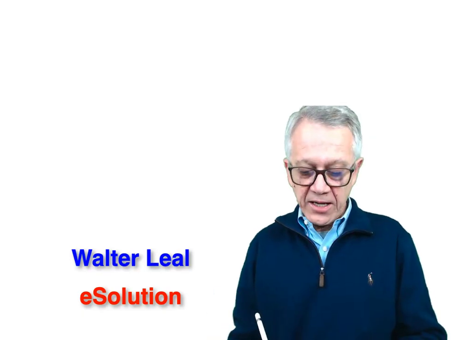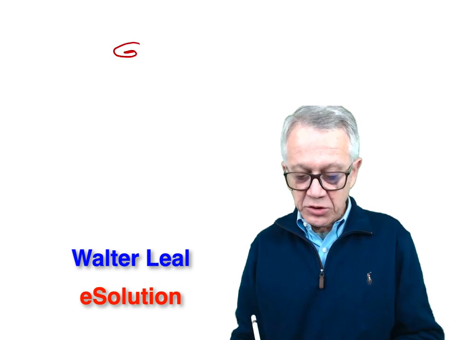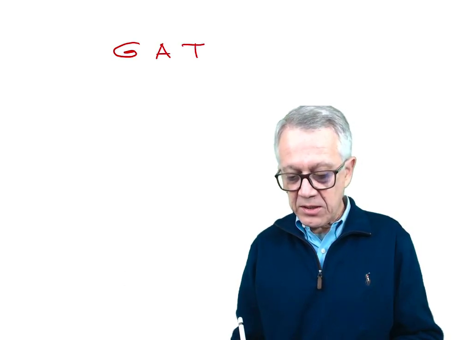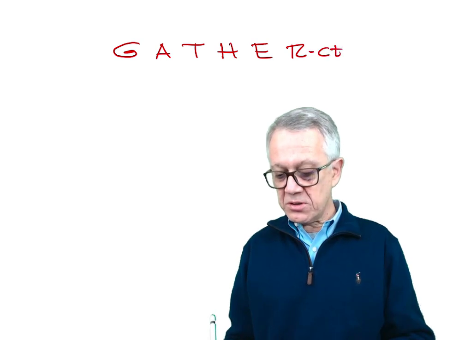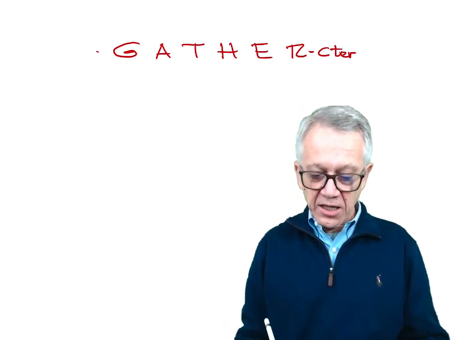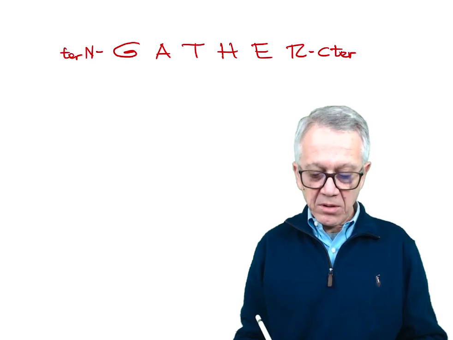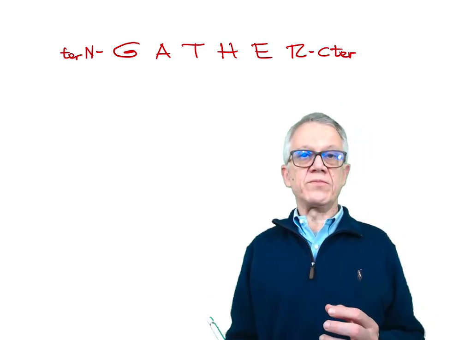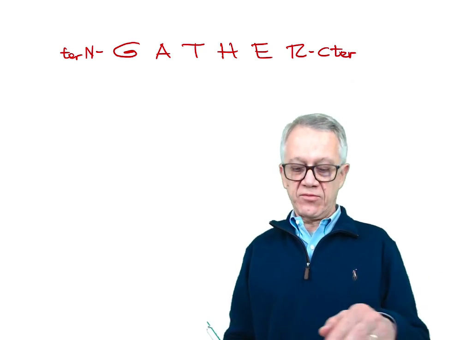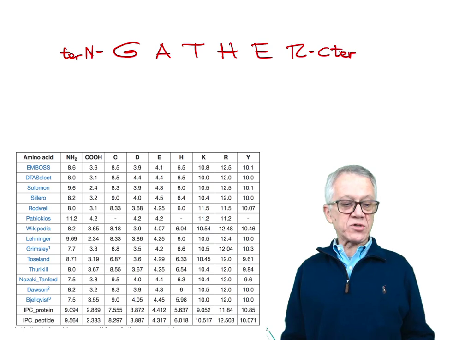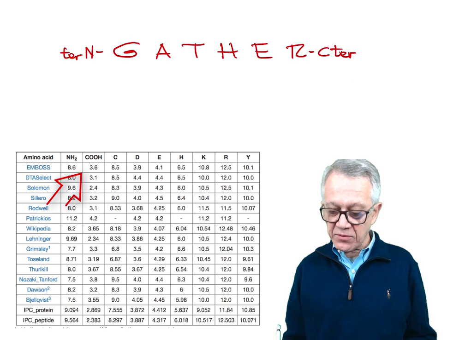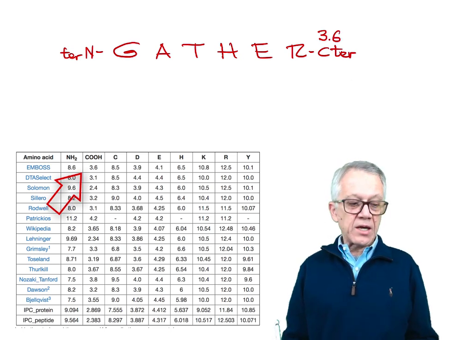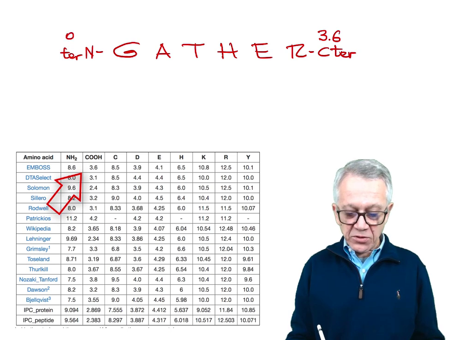All right, so let's calculate now the pI of the peptide GATHER. G-A-T-H-E-R. And we remind ourselves that this side is the C terminus and this side is the N terminus. So now we go to the table and we pick up the pKa for the various amino acids involved in here. So first of all, we go to that table and we find out that the C terminus has a pKa of 3.6 and the N terminus has a pKa of 8.6.